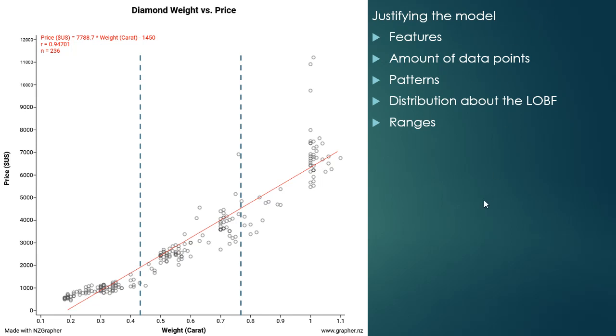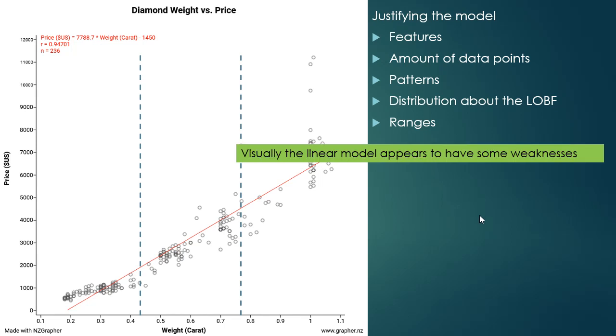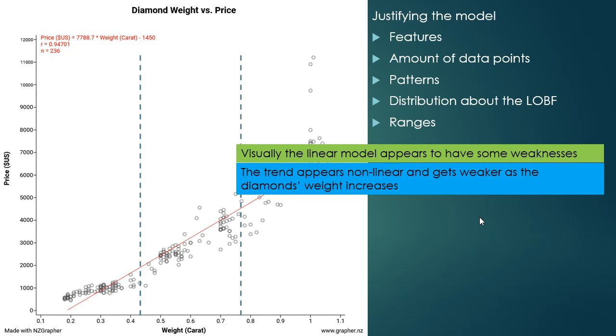So let's go down and see what we're going to say about this graph. So visually the linear model appears to have some weaknesses. The trend appears to be non-linear, so because it's non-linear, then the linear line of best fit is probably not good. So a non-linear just means it's not in a straight line, it's more of a curved line. And the relationship is getting weaker as the diamond's weight increases, which means that the linear model is getting worse at predicting the prices of the diamonds as the weight increases.